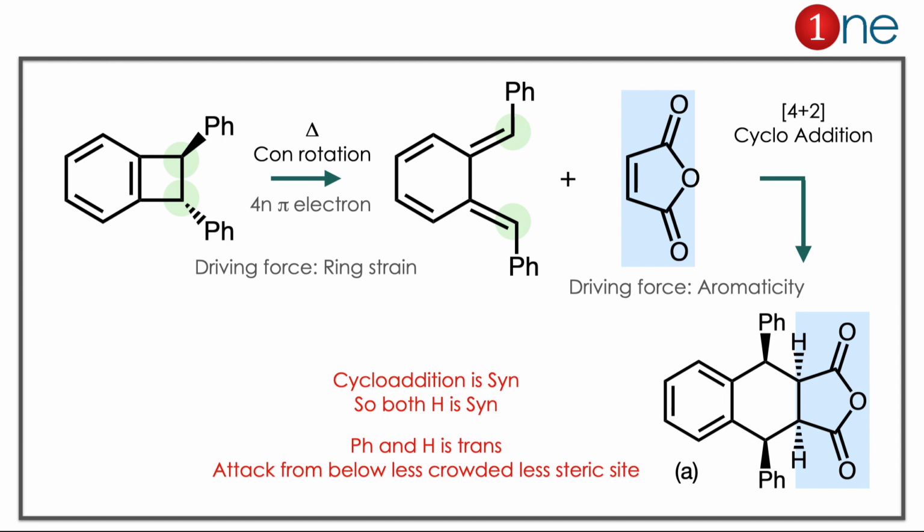Here you have to learn 2 important things. One is 4n pi electrons in thermal condition. Second is 4 plus 2 cycloaddition stereochemistry. 4 plus 2 cycloaddition is a concerted process. It always goes on the less hindered side, and the addition is a syn addition there.